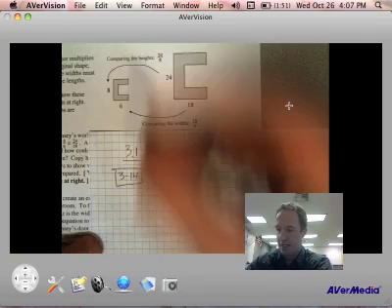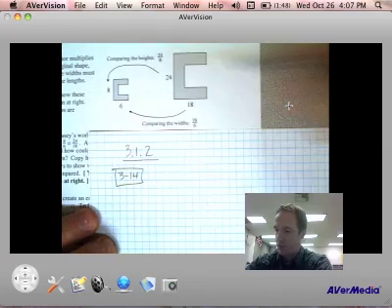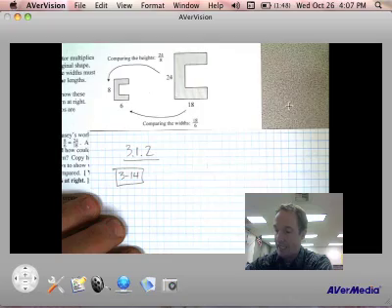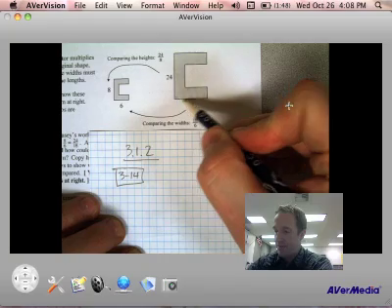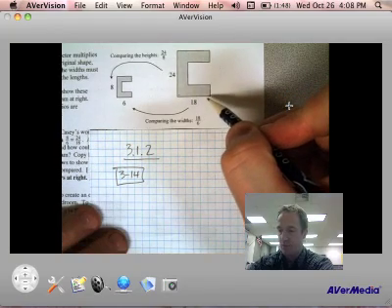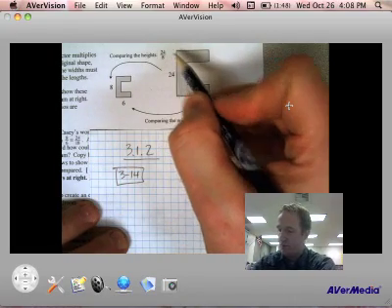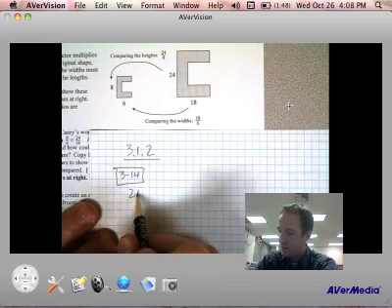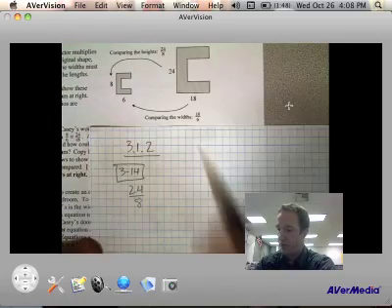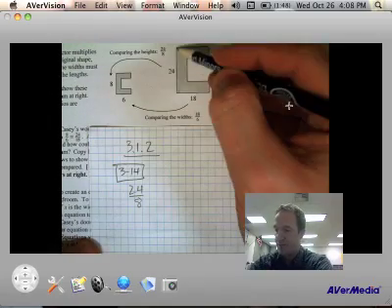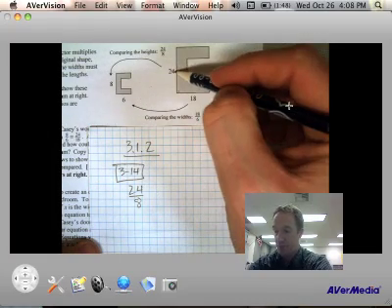Here we've got a kind of C shape. The height is 8 and the width is 6. When we enlarge or dilate it, the height became 24 and the width became 18. So we're going to compare the heights with a ratio, 24/8, and then compare the widths with a ratio as well. I put the height of the big one over the height of the small one, so I put the big one over the small one.